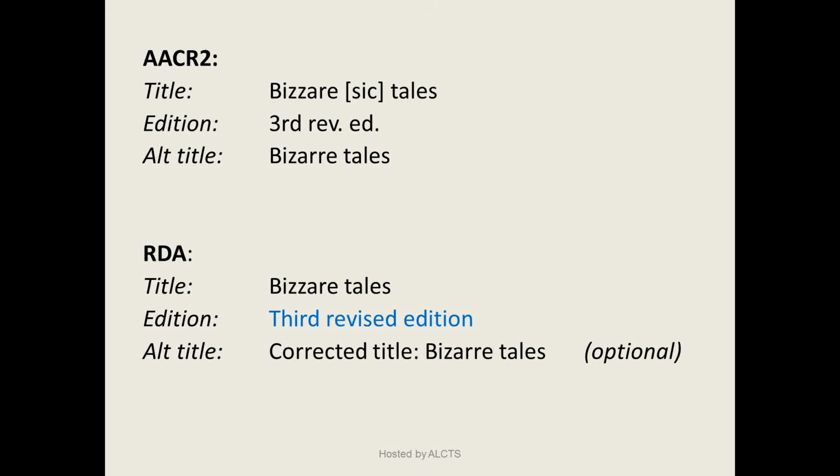In RDA, we give the title as it appears, including the error, and we don't flag it in any way. We can correct it in a note if it seems important. And for the addition statement, if it appears this way, spelled out in the book, then that is how we record it.